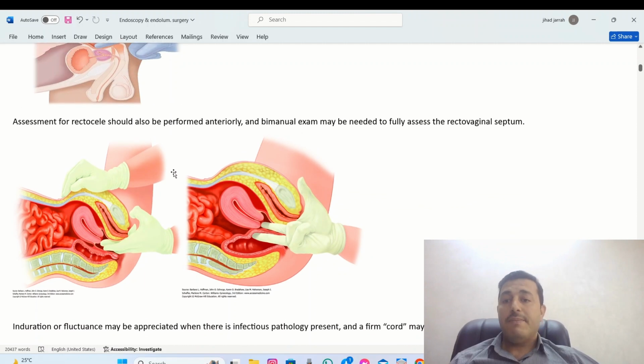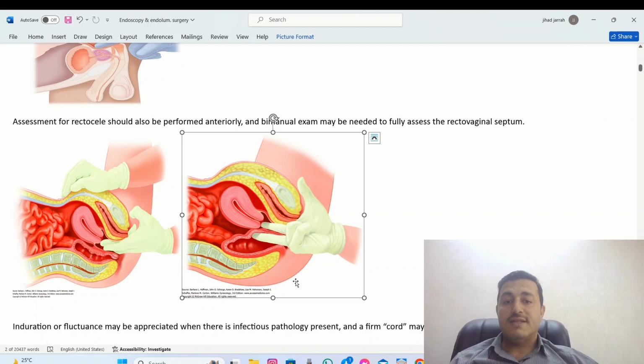Also we have a bimanual exam. Bimanual exam is for genitourinary problems in females. What we may need to do is examination of the septum between the rectum and vagina, the rectovaginal septum. This is how we perform the rectovaginal exam. This septum may be torn, traumatized, fistulated, or have any lesion.